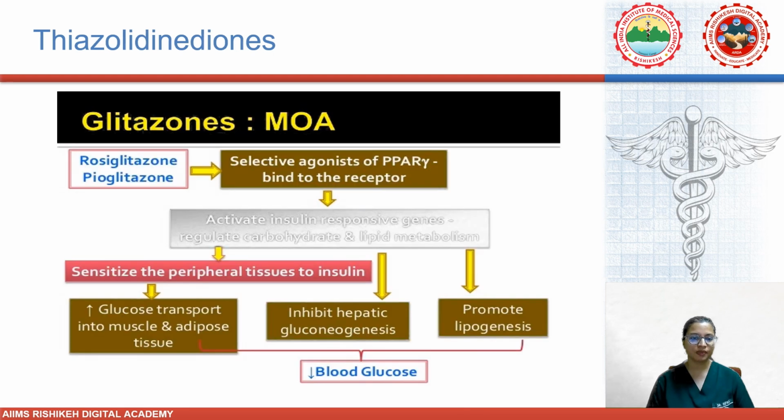So the class of drugs includes rosiglitazone and pioglitazone. They are selective agonists of PPAR gamma. They bind to this receptor, activate the insulin responsive genes, regulate carbohydrate and lipid metabolism, leading to inhibition of hepatic gluconeogenesis. They promote lipogenesis and they increase glucose transport into muscle and adipose tissue. Hence, ultimately, they aid in lowering of blood glucose.